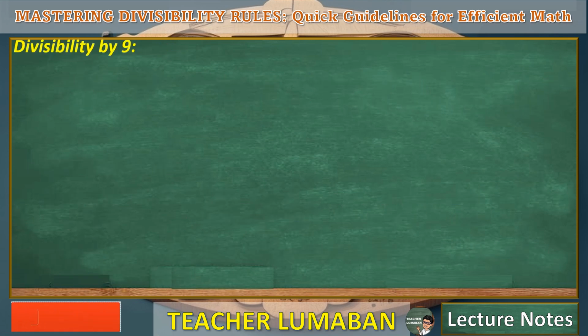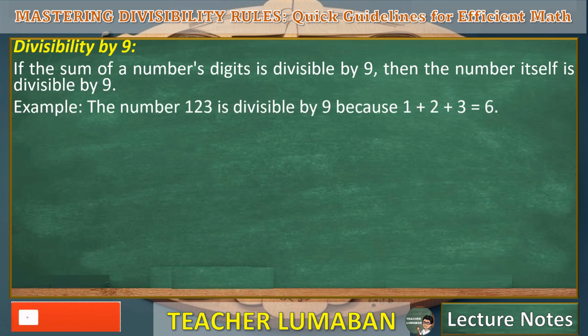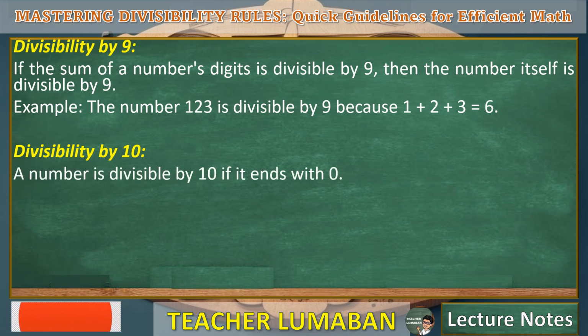Divisibility by 9. If the sum of a number's digits is divisible by 9, then the number itself is divisible by 9. Example, the number 123 is not divisible by 9 because 1 plus 2 plus 3 equals 6. Divisibility by 10. A number is divisible by 10 if it ends with 0.